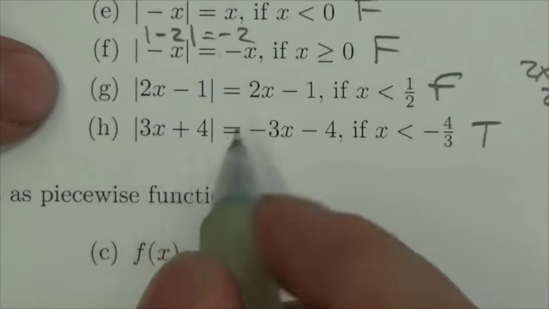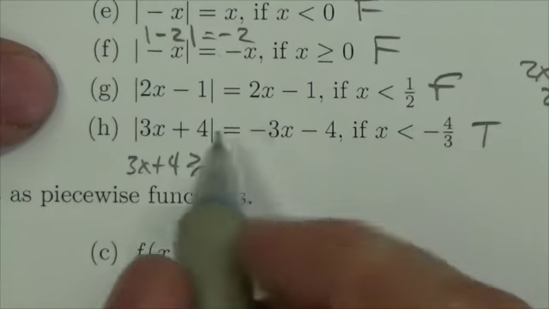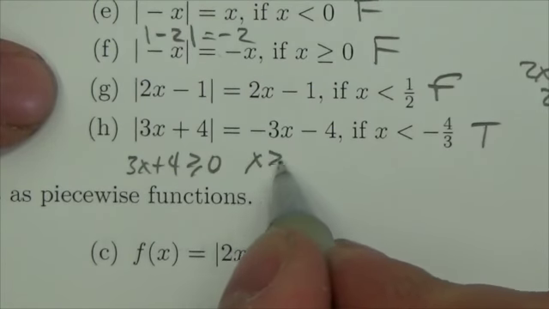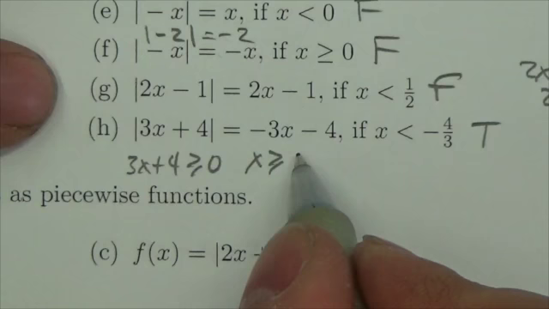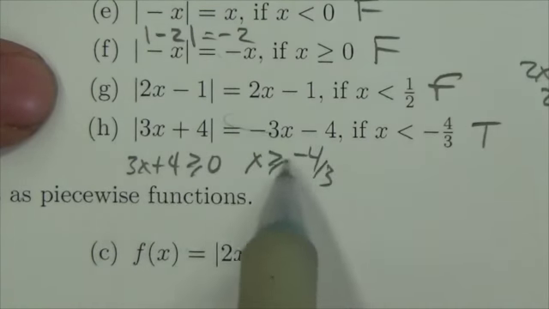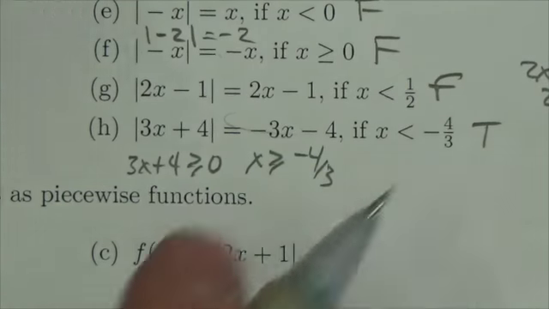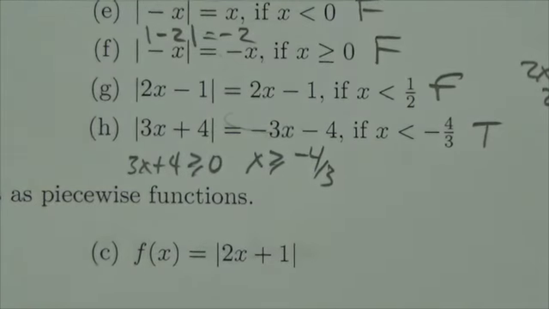And in this case right here, we could do that by checking the interval. The absolute value of 3x plus 4 would be equal to 3x plus 4 if that was greater than or equal to 0, which means x here would be greater than or equal to -4/3. So it would change only if you had the exact opposite restriction. So anyway, that last one there is true though.